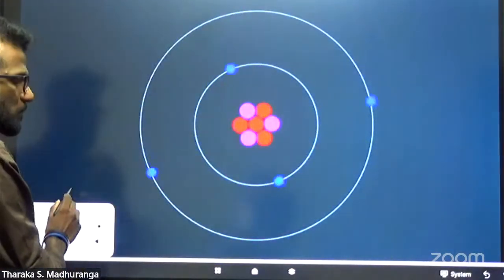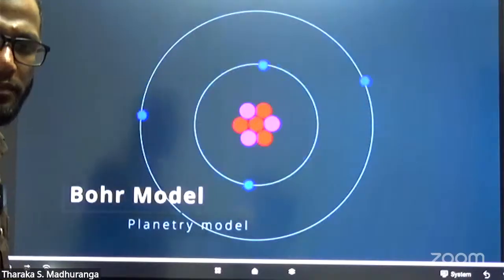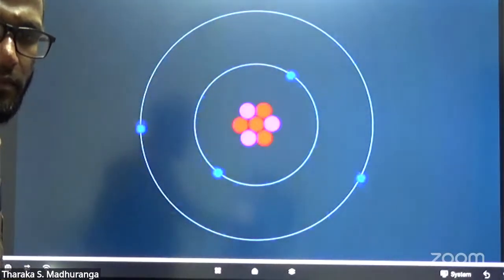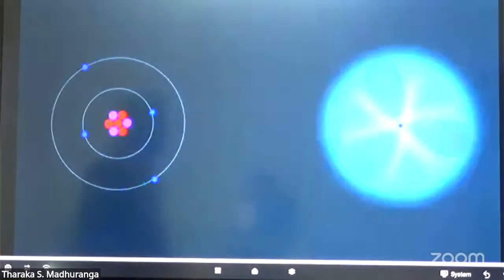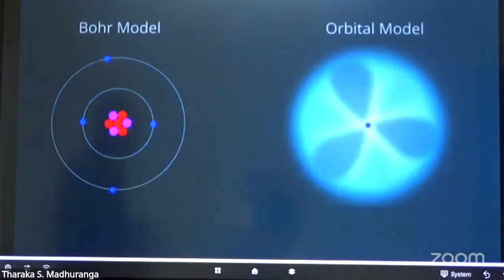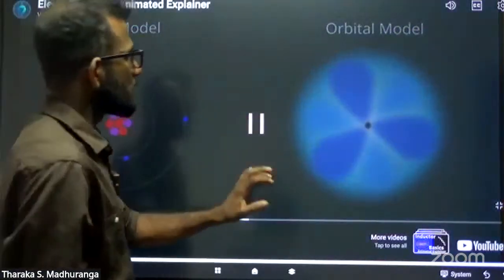The central nucleus. This is known as the Bohr model. However, modern science has shown us that this is a simplified representation. In reality, electrons exist in more of a cloud around the nucleus, their exact positions defined by probability.